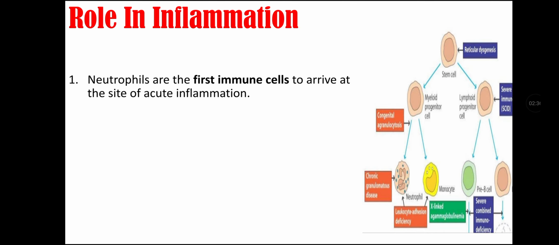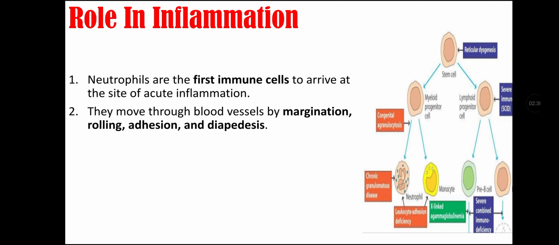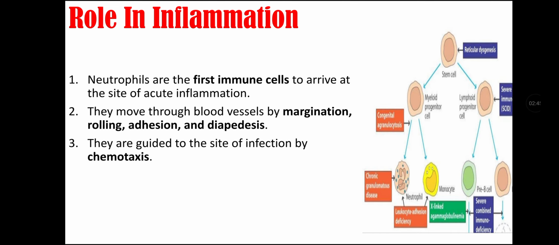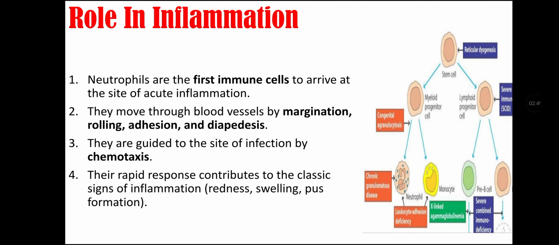Role of neutrophils in inflammation. Neutrophils are the first immune cells to arrive at the site of acute inflammation. They move through blood vessels by margination, rolling, adhesion, and diapedesis. They are guided to the site of infection by chemotaxis. Their rapid response contributes to the classic signs of inflammation like redness, swelling, and pus formation.